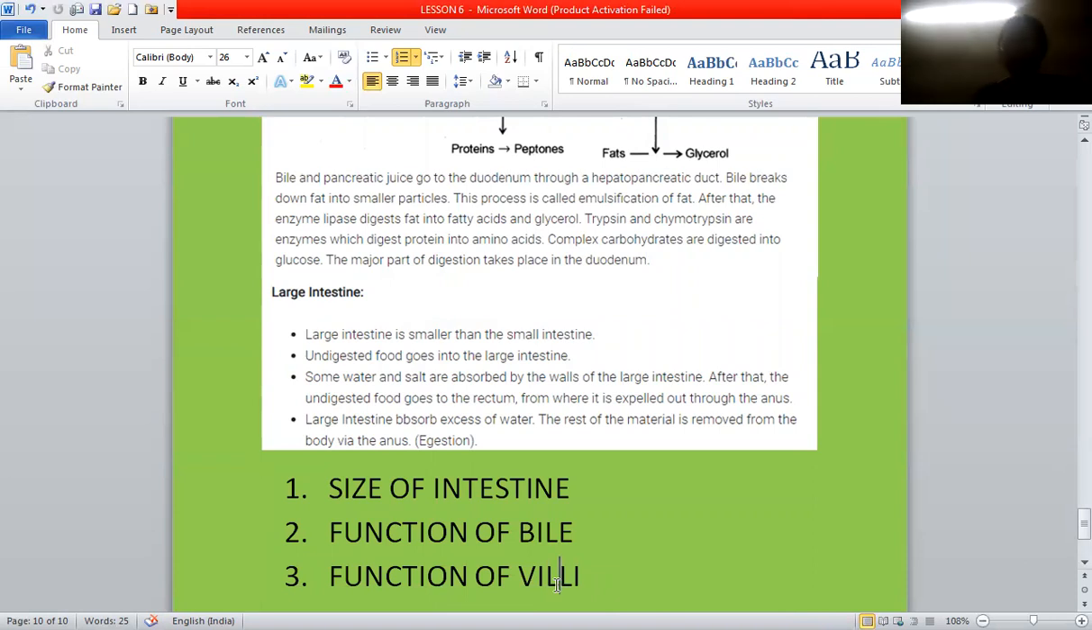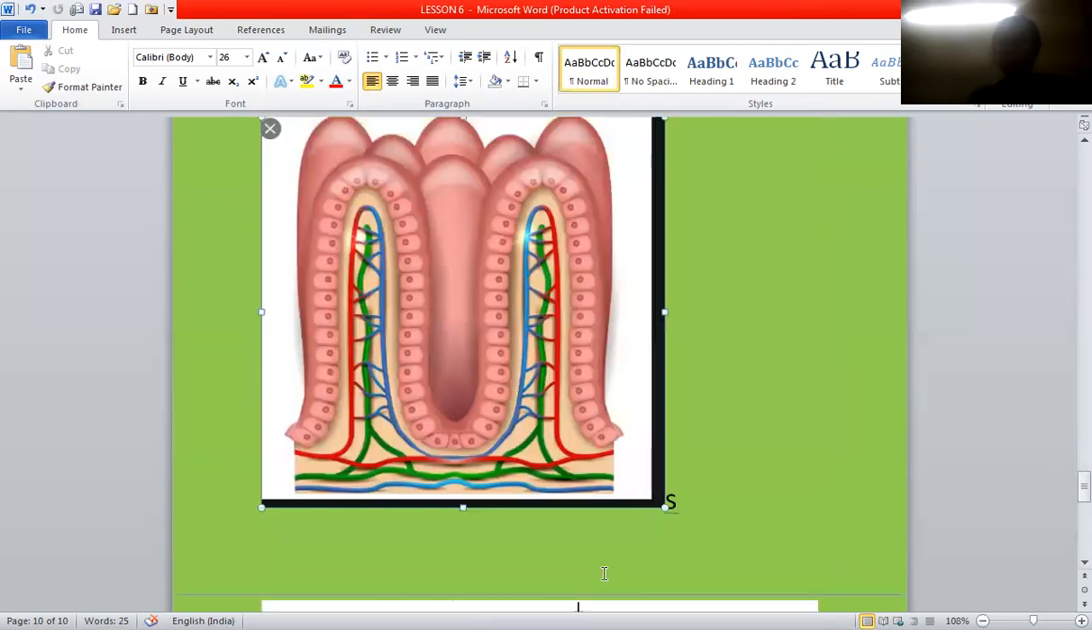Now, the important things you have to learn in this are the size of the intestine, why it is longer in herbivores and smaller in carnivores, and what is the length in human beings. The next important question is the function of bile. What are the two main important functions of bile? Then the function of villi. Then the function of HCl, and all the necessary enzymes. You have to study all the necessary enzymes.